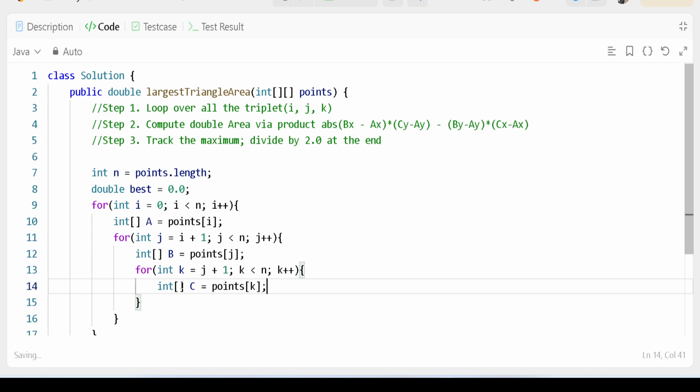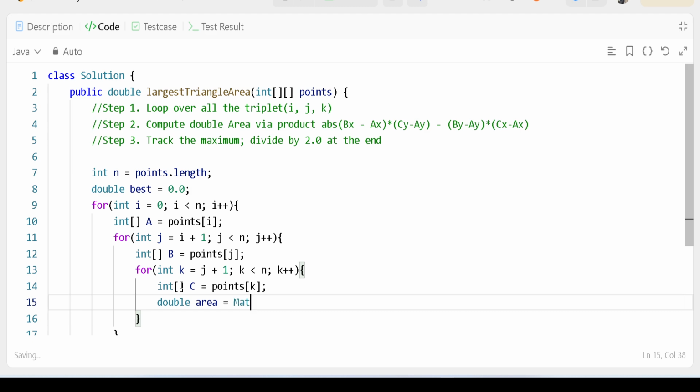Okay, now we have to find the area. In step 2, this is what we have done, the loop we have done. In the next step, as you can see, we have to compute the double area by cross product, right? So let's try to find it. We'll say, okay, we have to find the double, let's call it area, and area we have to find.